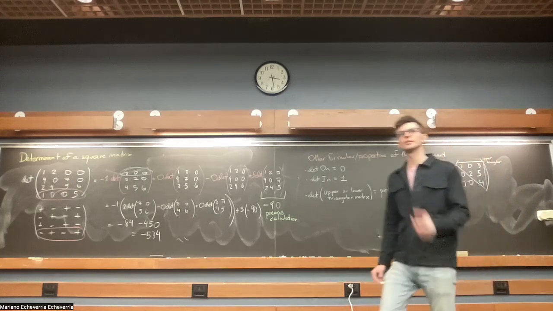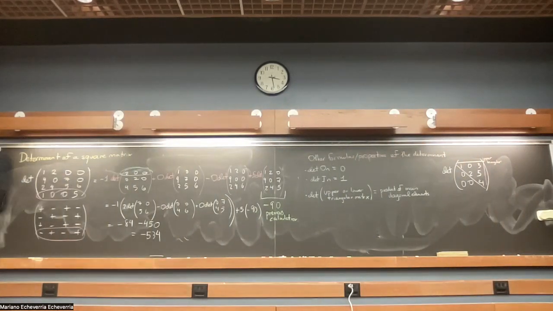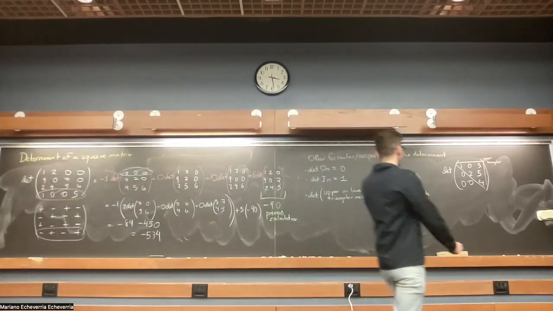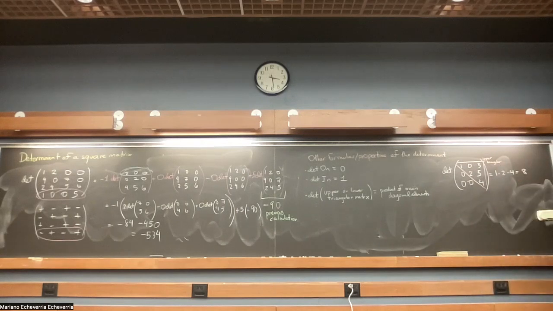And the idea is that the determinant for a matrix of this form would just be the product of the elements along the diagonal. So the main diagonal is 1, 2, 4. So the determinant here would be 1 times 2 times 4, which is 8. Okay.